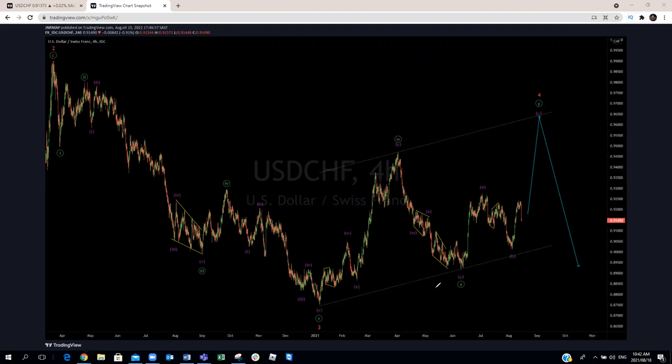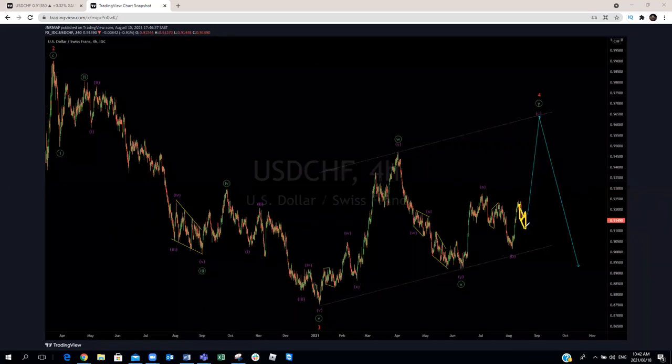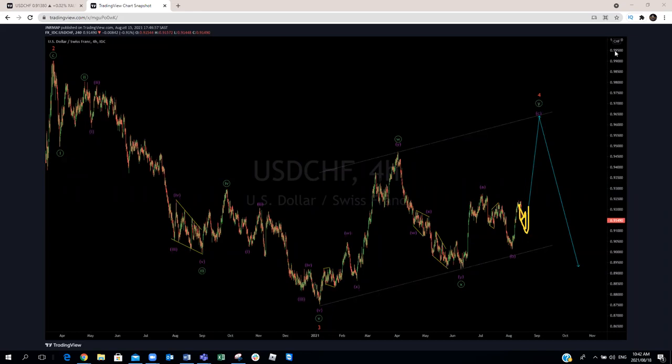So US dollar Chief, this is a 4-hour chart. We've got a pullback here. We've got a move to the upside. So here we are getting a pullback on US dollar Chief. So we're expecting this 3-wave structure, and then after that, we'll expect a move to the upside. That is US dollar Chief.